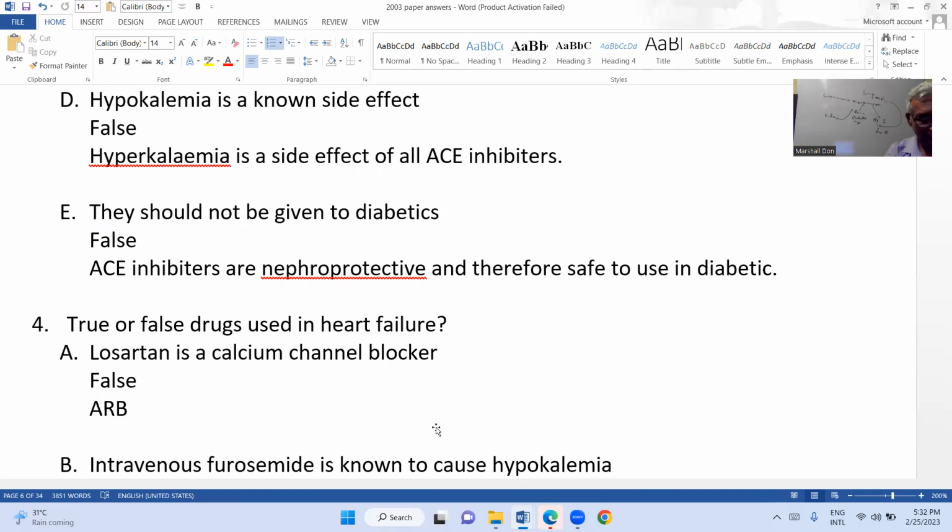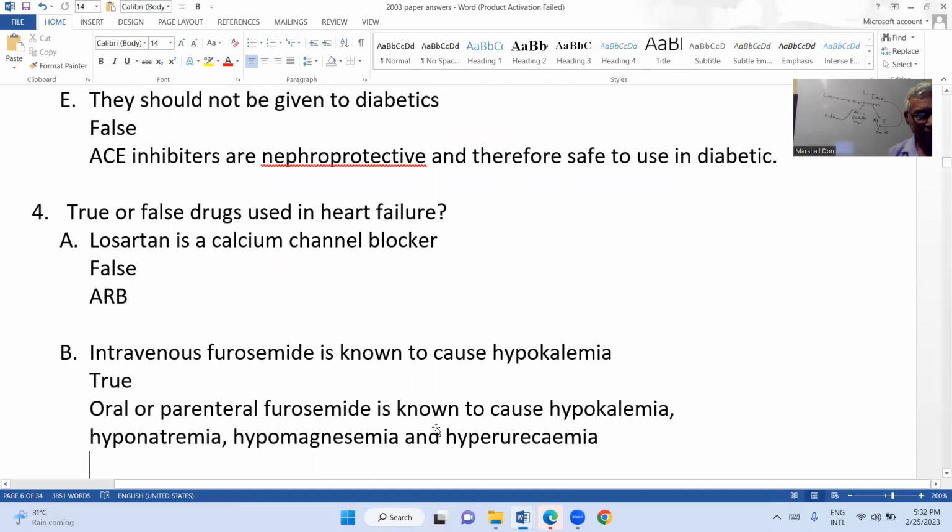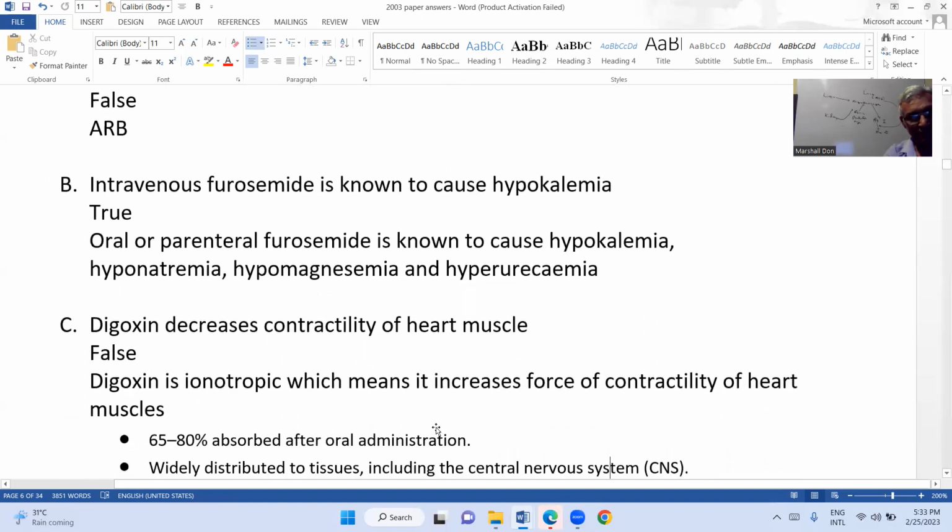So we go to number 4. True or false? Drugs used in heart failure. Losartan is a calcium channel blocker. That is false. We all know that. Intravenous furosemide is known to cause hypokalemia. That is true. Furosemide causes loss of potassium, sodium, calcium, magnesium, all. Loss of potassium is called hypokalemia.